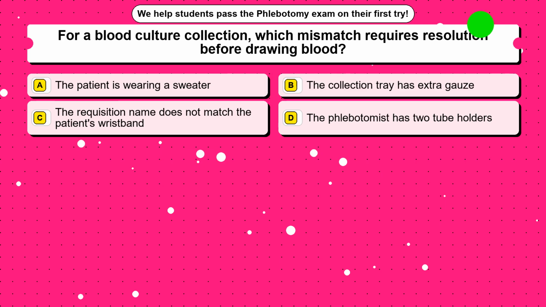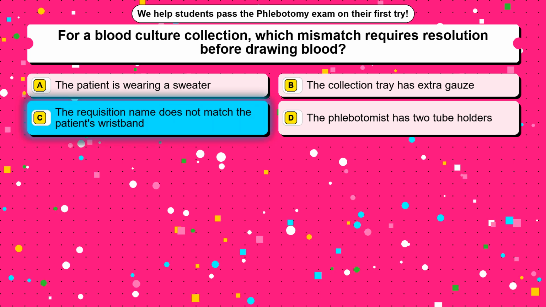Question 94. For a blood culture collection, which mismatch requires resolution before drawing blood? Option A. The patient is wearing a sweater. Option B. The collection tray has extra gauze. Option C. The requisition name does not match the patient's wristband. Option D. The phlebotomist has 2 tube holders.